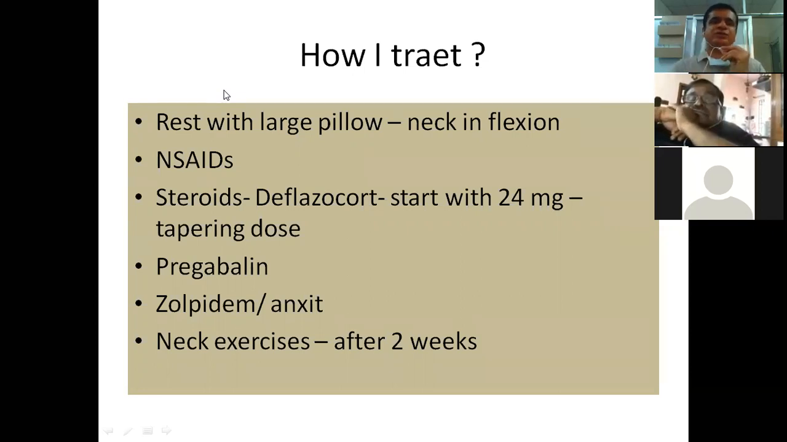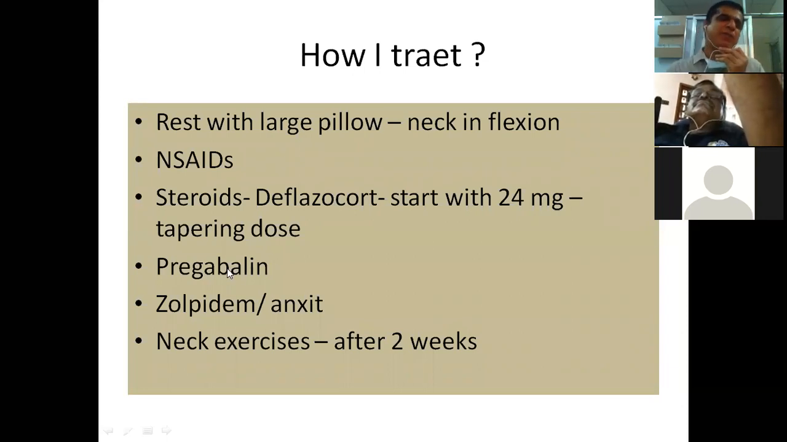I give oral steroids. Usually I start deflazacort. Deflazacort is a steroid where the mineralocorticoid effect is very less, so the side effects are less compared to methylprednisolone or hydrocortisone. I start with 24 milligrams for 3 or 4 days, then gradually taper it over a 10-day period. I stop the steroids by 10 days. Maximum, I give steroids for 10 days only.